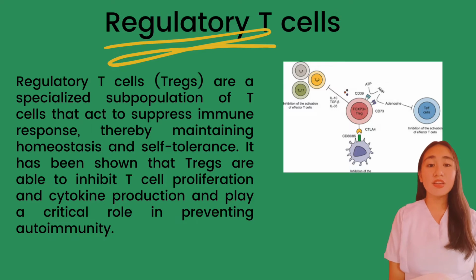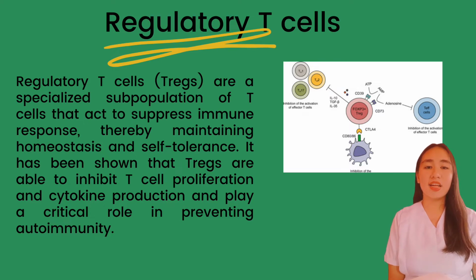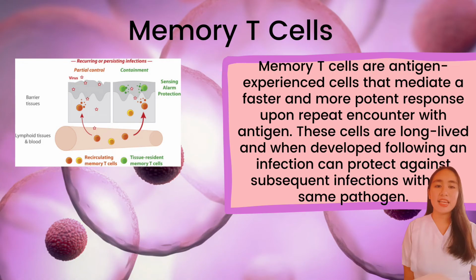Third, regulatory T cells are a specialized subpopulation of T cells that act to suppress immune response, thereby maintaining homeostasis and self-tolerance. It has been shown that Tregs are able to inhibit T cell proliferation and cytokine production, and play a vital role in preventing autoimmunity. Lastly, memory T cells are antigen-specific T cells that remain long-term after infection has been eliminated.